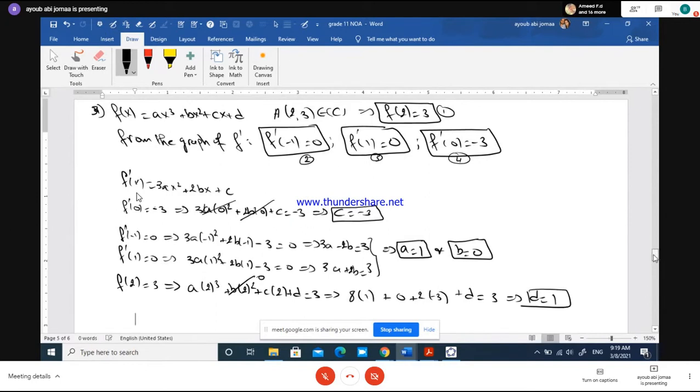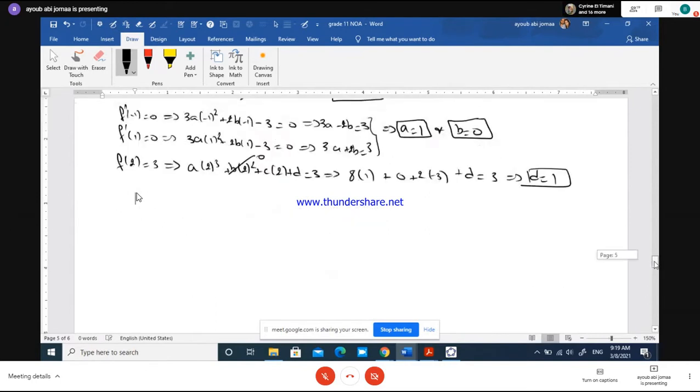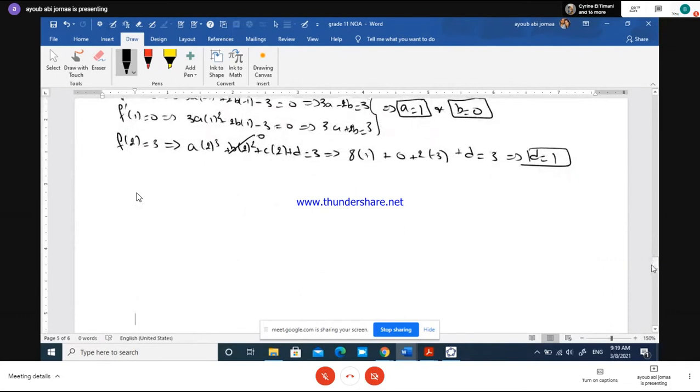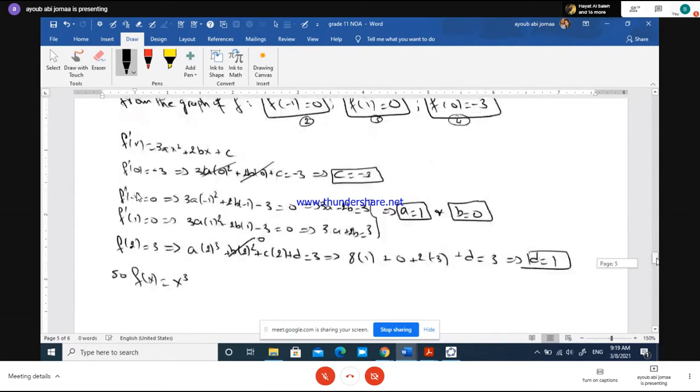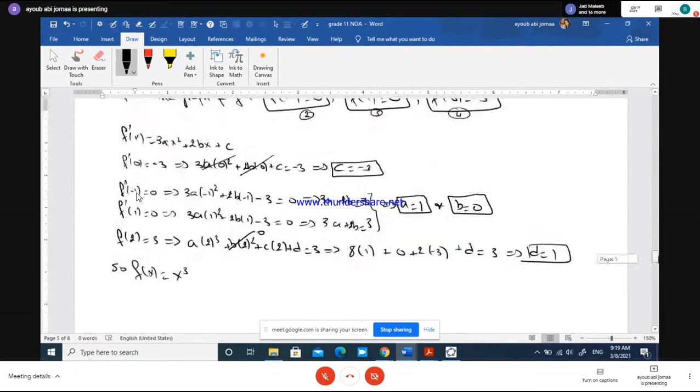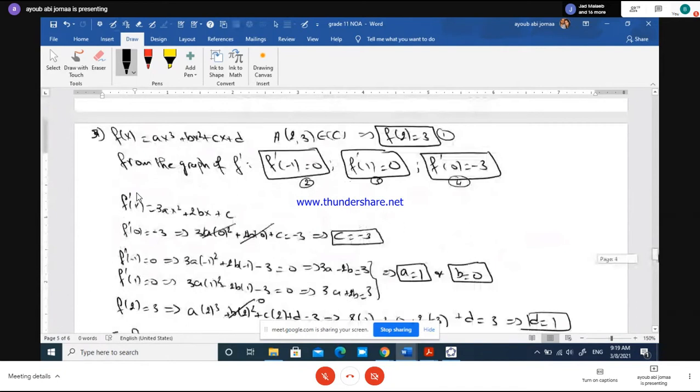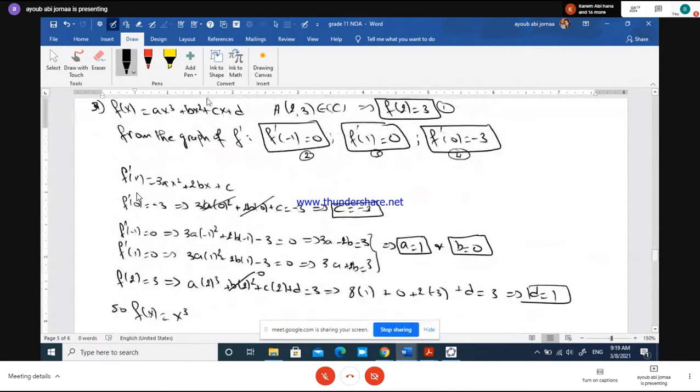So f of x, replacing a, b, c, and d by their values: f of x is equal to a is 1, so x power 3, b is 0, c is negative 3, so minus 3x, and d is 1, so plus 1.